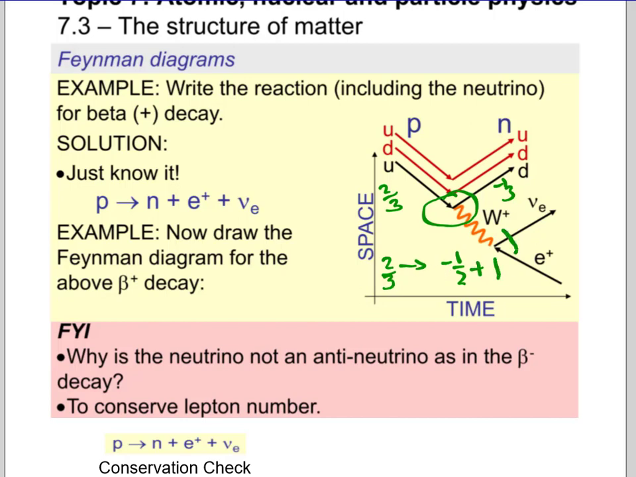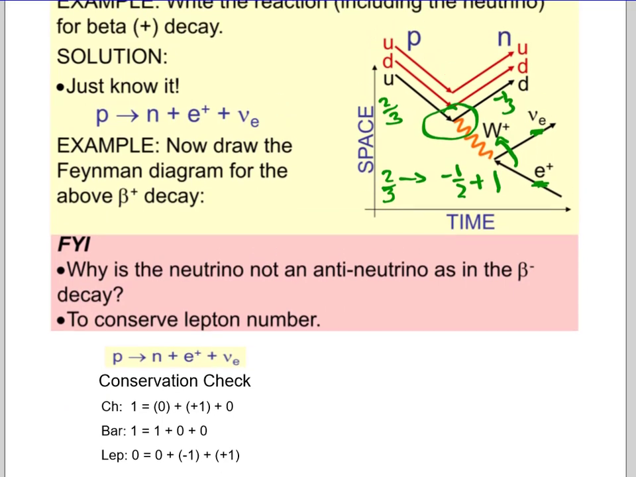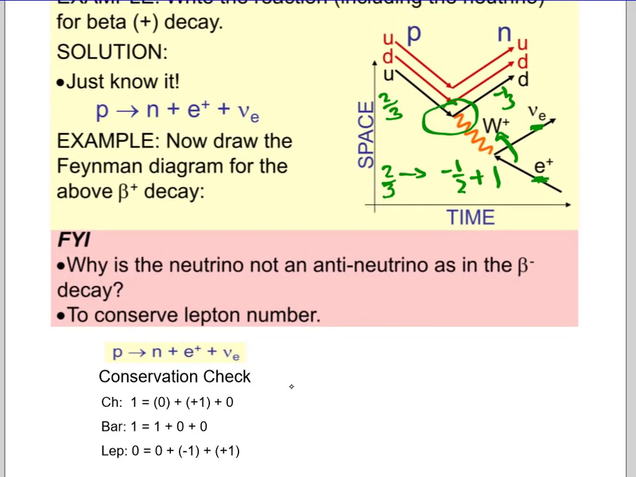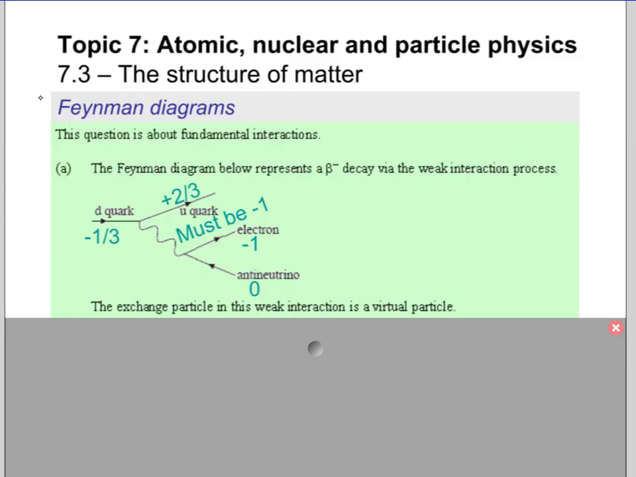Well, what do you notice? It's a W plus boson this time instead of a W negative. And if you go through, why isn't this one an anti, for example, versus this one is an anti? Again, it's to balance those lepton numbers. So it makes a lot of sense if you understand the conservation rules, and you can check whether your work is balanced nicely.